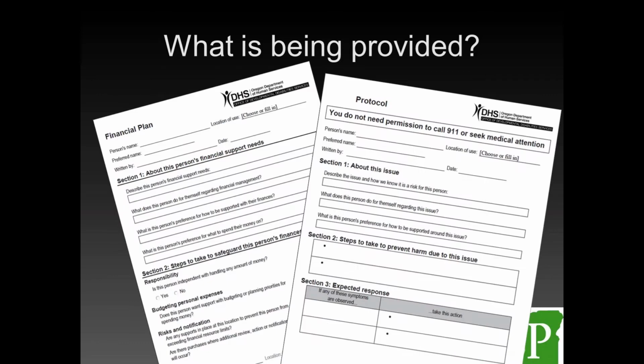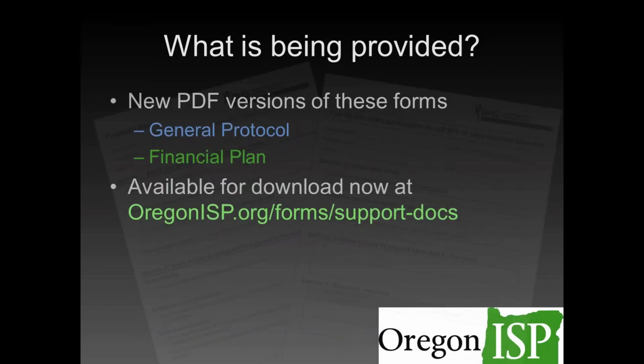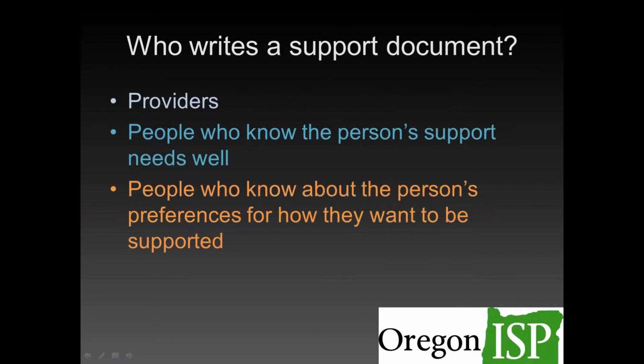So I'm just going to back up a little bit and show you the slide that I was happily displaying for myself. So this is the new financial plan that we'll be covering and the new general protocol that we'll be covering. And we'll go into each of those in more detail. So all of the forms are now available for download along with accompanying instructions at OregonISP.org, and I'll walk you through getting them and using them over the next couple minutes.